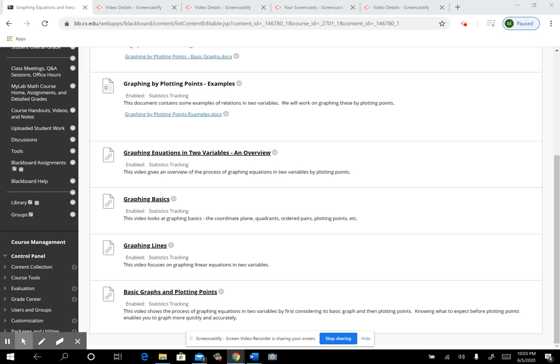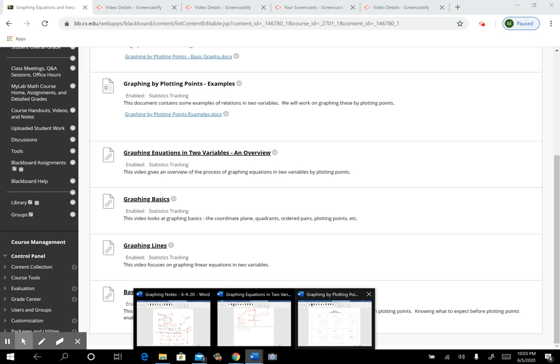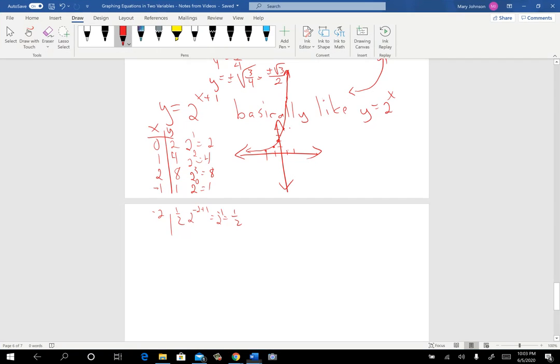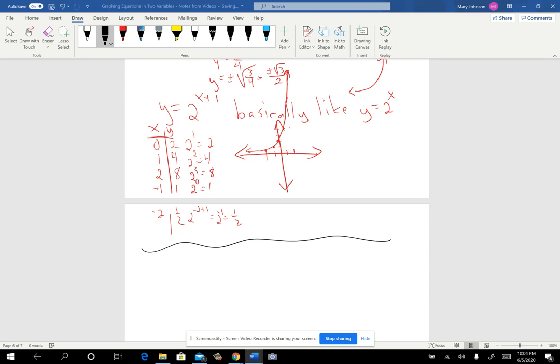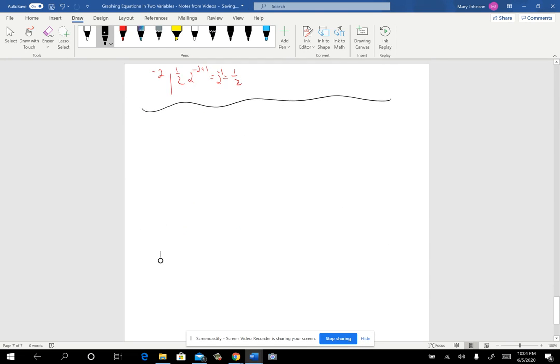In this video, I'm just going to look at a few more examples of graphing using that idea of anticipating what to expect and then graphing by plotting points, okay? All right, so let's say we're trying to graph y equals absolute value of x plus 5. It's an absolute value there.